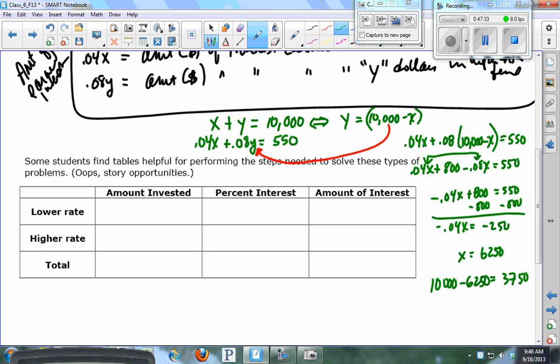So this table helps you organize everything we just wrote in words. If you put down your lower rate investment and your higher rate and the amount invested in each, you can just say X and Y. And notice your last row here is your total, 10,000. So if you come straight down your column, there's your first equation right there. X plus Y is 10,000. Boom.